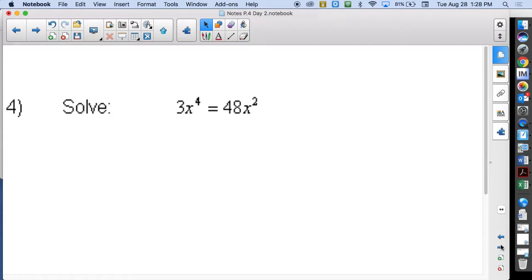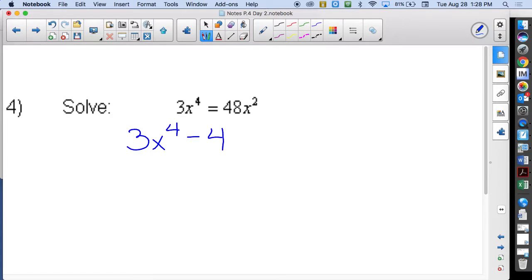What do you think, Brandon? Get them to one side. Yeah, good idea. Let's get them to one side. And then take out a GCF. Perfect. Set it equal to 0. Anytime there's more than one x term, you have 2 x terms. One has a 4th, the other one has a 2nd. Get them on the same side, see if you can factor them.